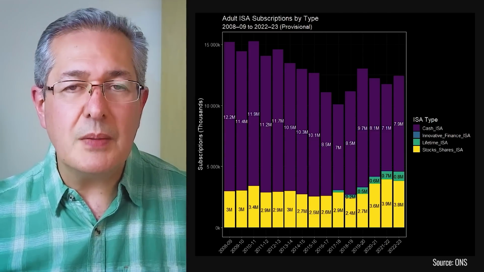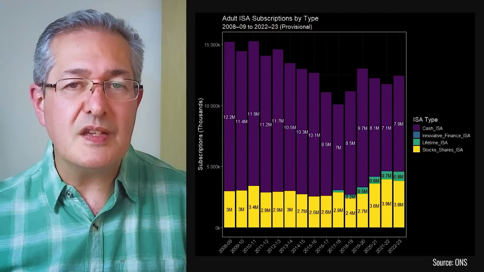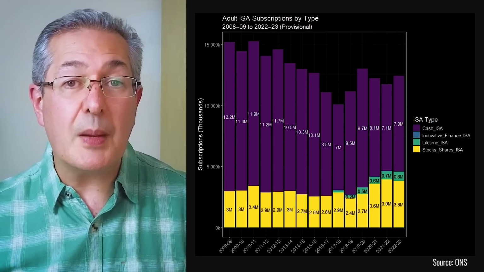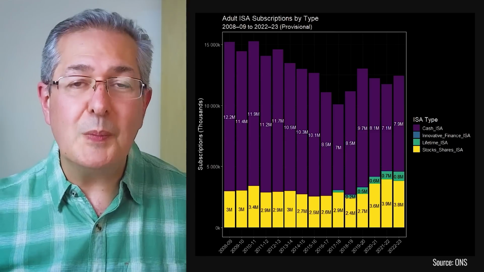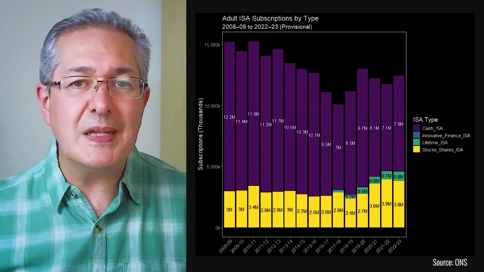If we look at ISA subscriptions, which is the number of new ISAs being opened by people, and we look at that broken down year by year, but also by ISA type, notice the purple bars, which are the cash ISAs, are completely dominant.